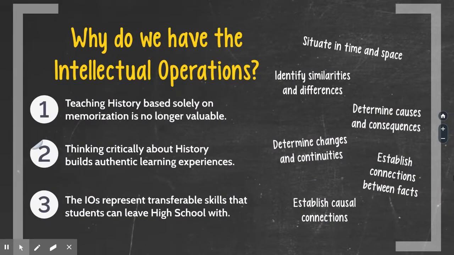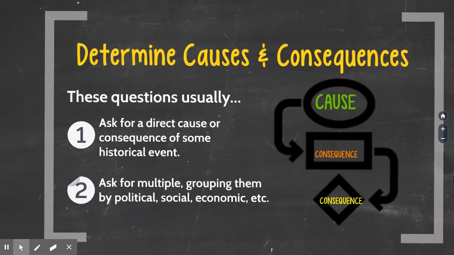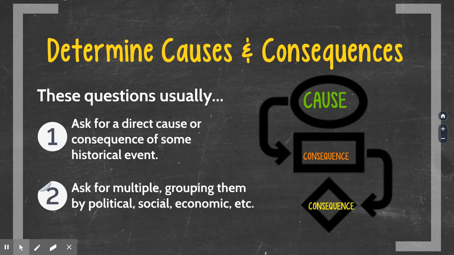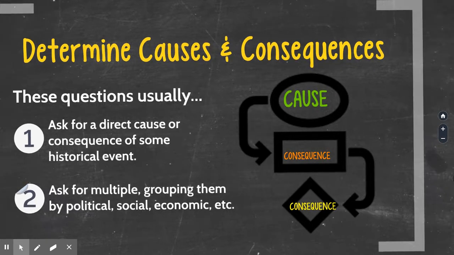We're not going to go through this because we saw it in capsule number 1. But just as a reminder, we're looking at cause and consequence here. So a broad view of this IO. These questions will usually ask for a direct cause or consequence of some historical event. It's pretty straightforward. It may also ask for multiple causes or consequences, grouping them by political, social, economic, territorial aspects to make it a little bit more difficult.